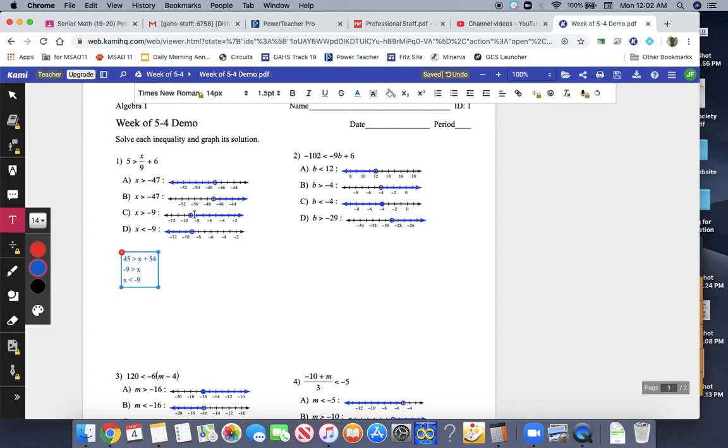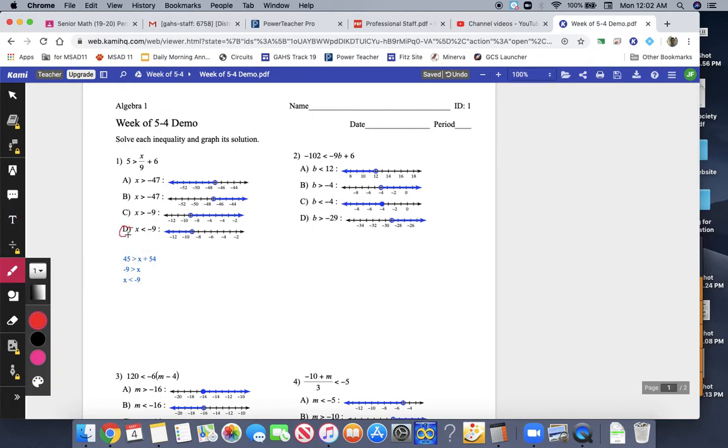Now when I look at this graph, I can see, well, here's negative 9, but the arrow is now going to the left. When I rolled it over, it went from pointing right to pointing left. So I would now know that the correct answer to this one should be choice D. And that's how we're going to do all of these, really. A couple steps that you have to do first to get b by itself, but then you're going to take a look and see what there is.